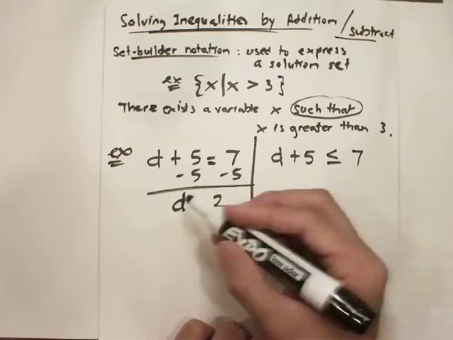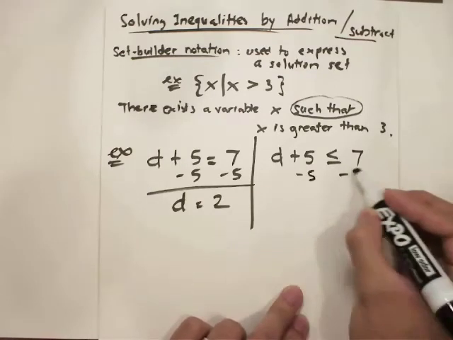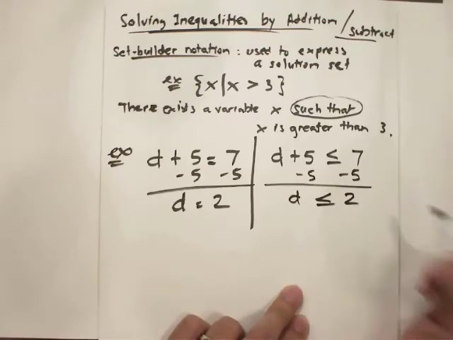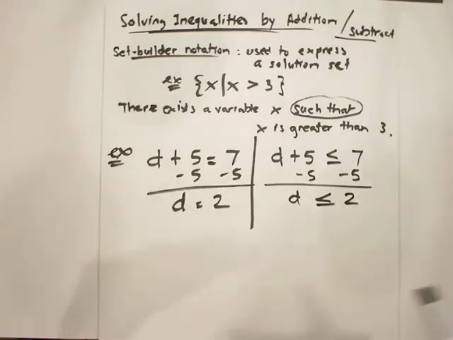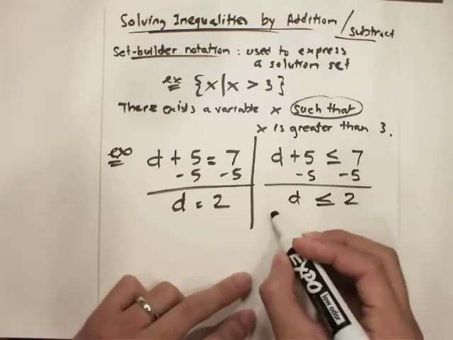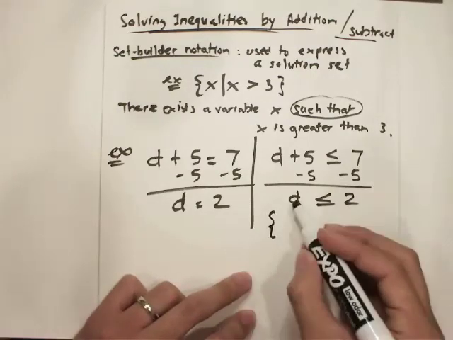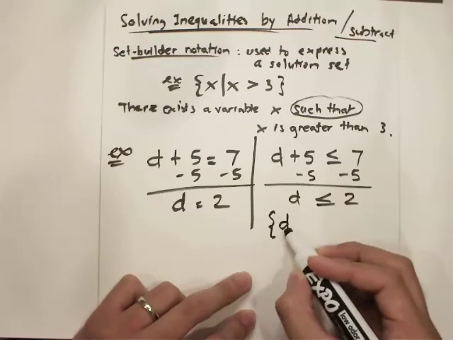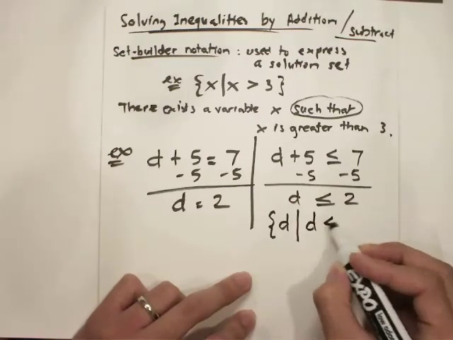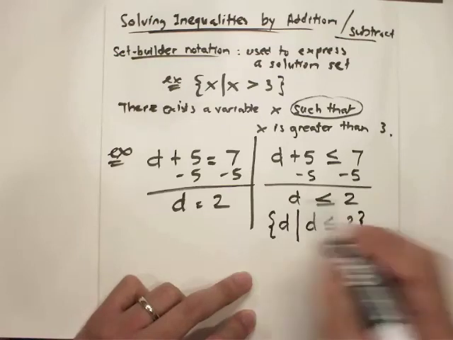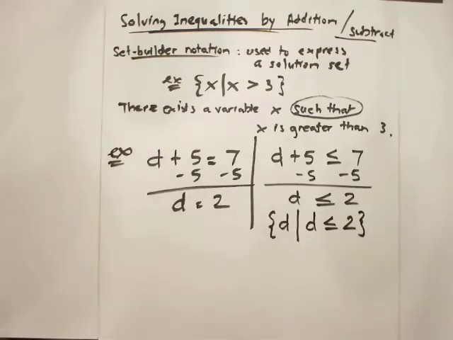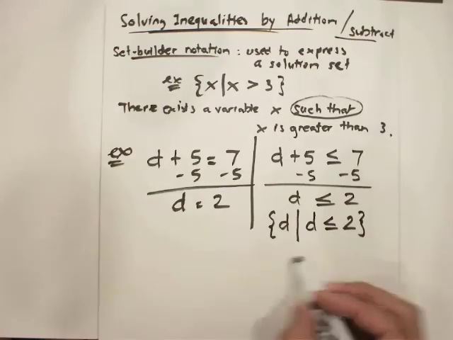And we solve it the same way we did it before. We subtract 5 both sides. So we end up with d still less than or equal to 2. Okay, we got that. That's very simple, very easy. Now, how do we express this as a solution set? Don't forget it. We open the braces. We know we're using the letter d, so here's d. There exists a letter d, variable d, such that d is less than or equal to 2. So it's pretty much the same. You just have to insert the braces, the bar, and the letter in the front. That's it.